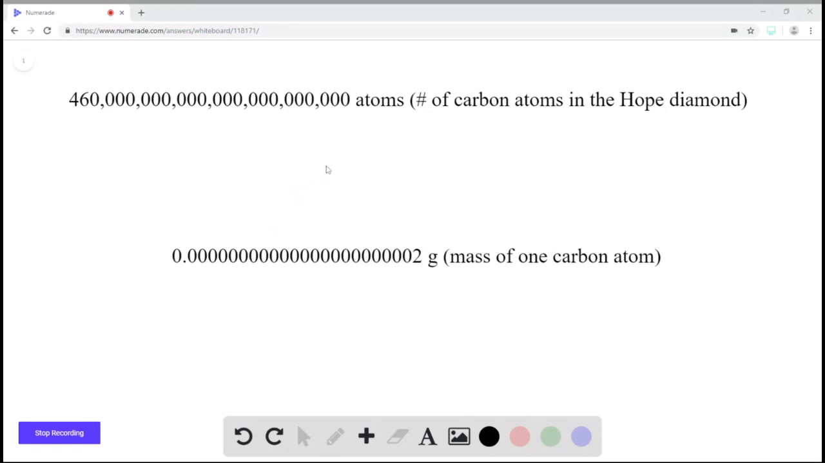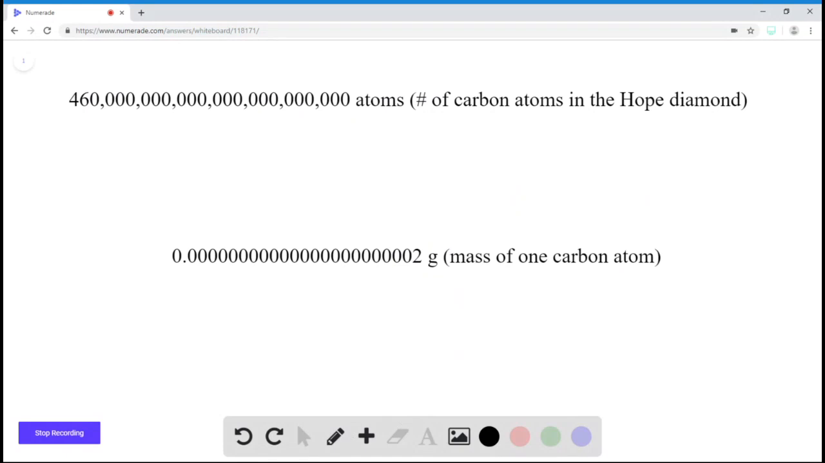And so it's also really difficult to use these numbers if you were trying to figure out how much, for example, the Hope diamond weighs using this: your mass of one carbon atom per this many, if there are this many atoms in the Hope diamond. If you were to type that into your calculator, number one, it might not allow you to write in all of the zeros, but number two, you'd have to be really careful when you're figuring out this problem that you actually include all of the zeros that you need to, and that can be very tedious.